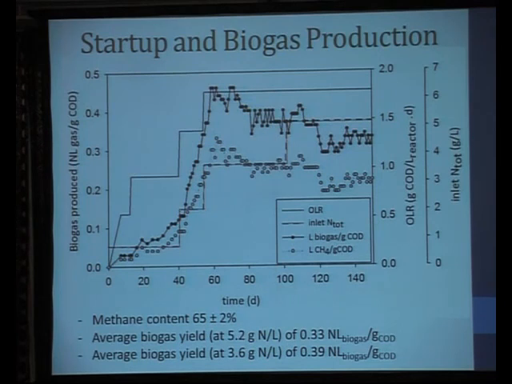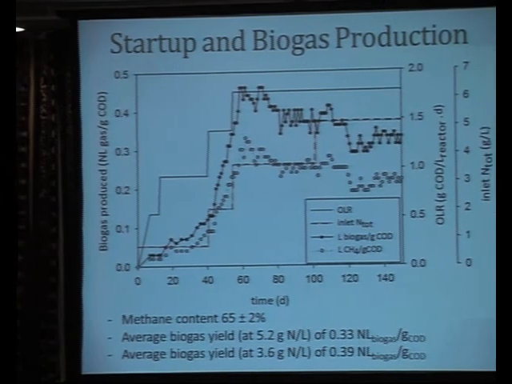So at day 100, we increase the nitrogen loading to the full strength of urine. At that time, we had reached a steady state where we were producing about 400 liters, the equivalent of 400 liters per day for a household of 10 people. You can see the numbers at the bottom.